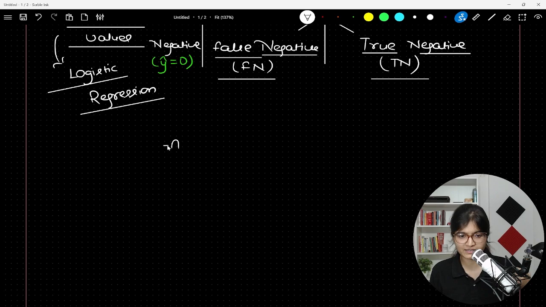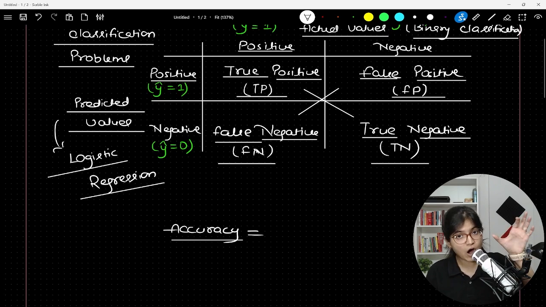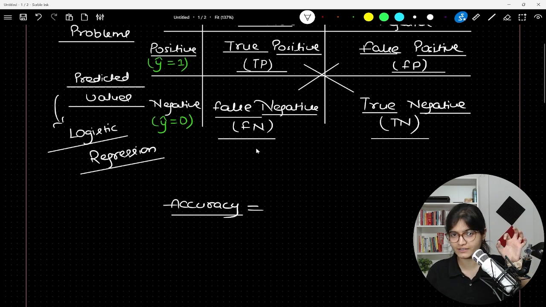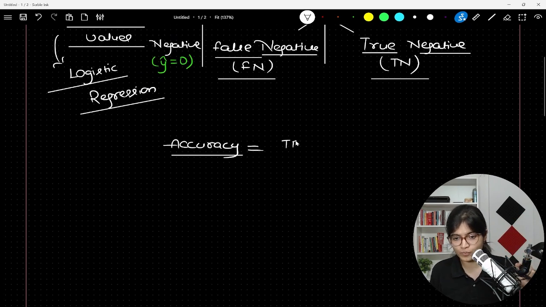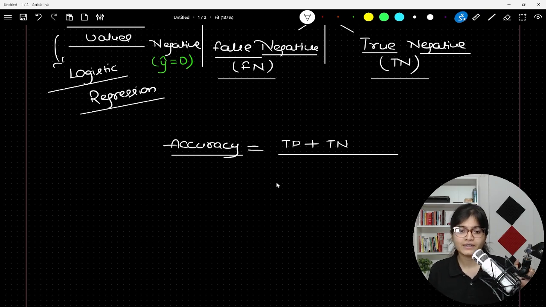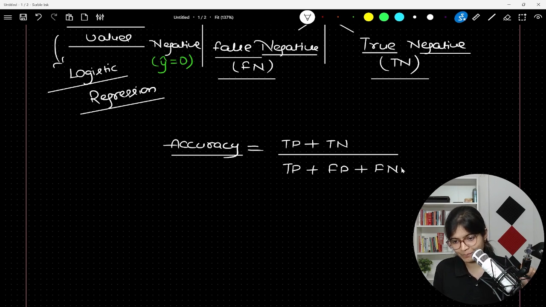For example, let's say someone asks, what is the meaning of accuracy? So accuracy is nothing but the total positives, that is the true positive plus the true negative, which is something that is correct, divided by the total four terms: true positive, false positive, false negative, plus true negative. So this is the first thing which we can evaluate very easily, which is accuracy.